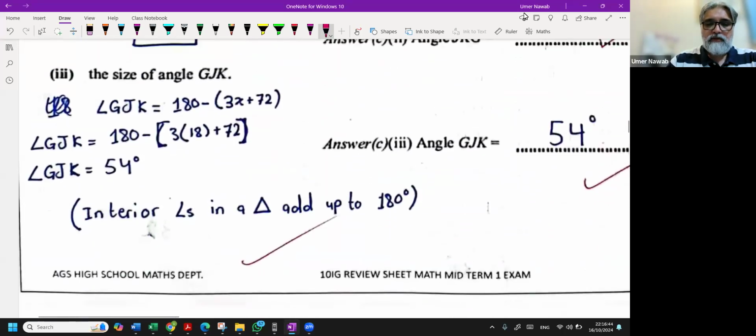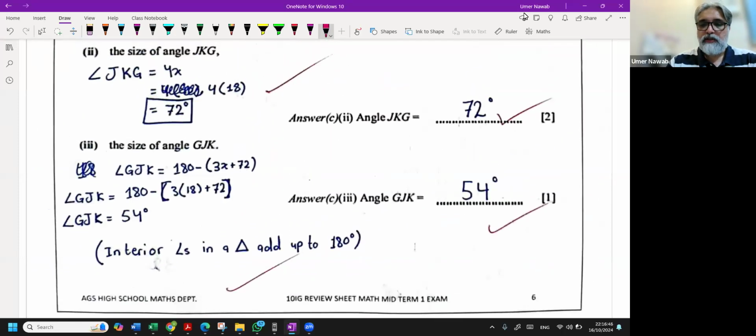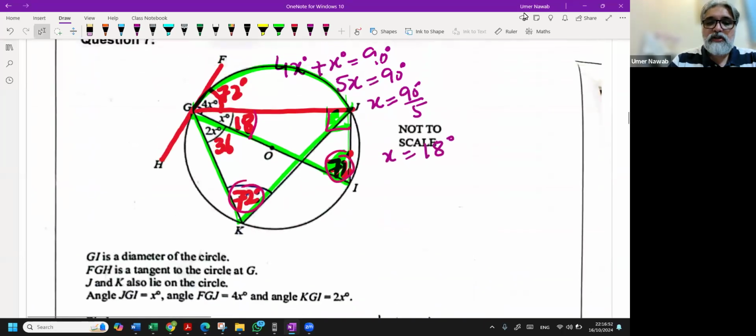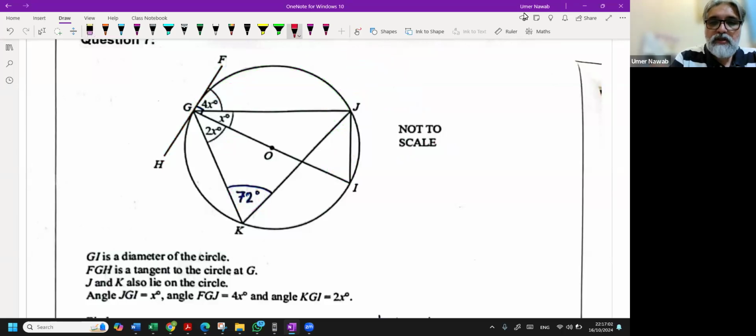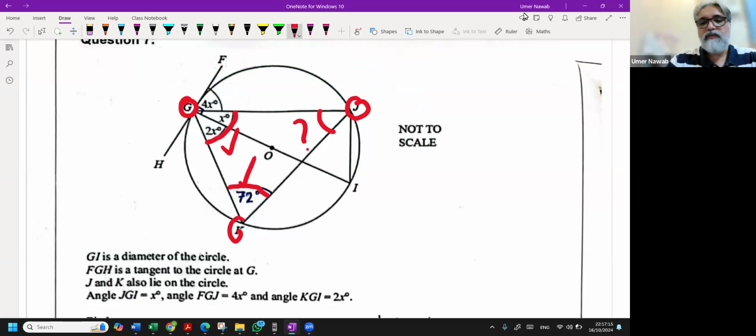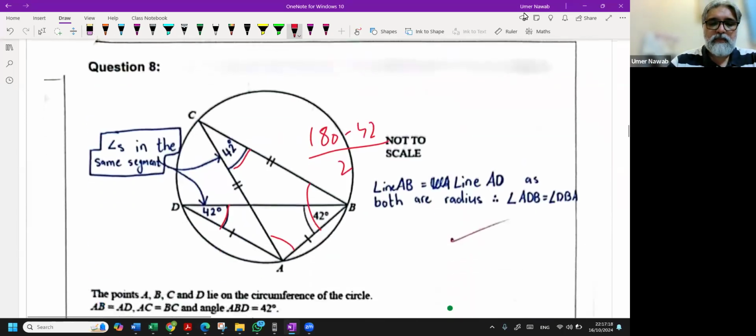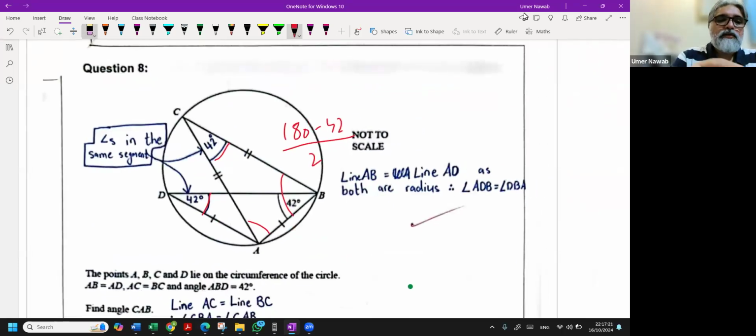I think all questions were discussed in detail. GJK, let me check. What is that? GJK, this angle. So as you know, I have found this angle by using angle sum of triangle. This angle can be easily found. Now we go to the question number 8.